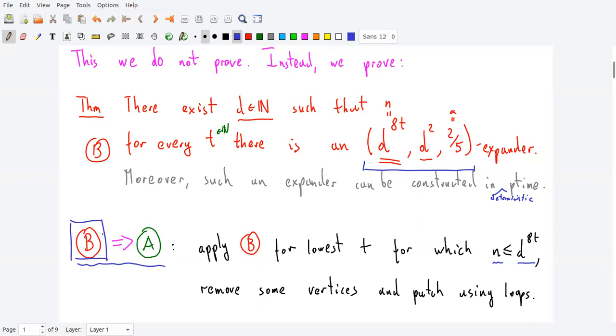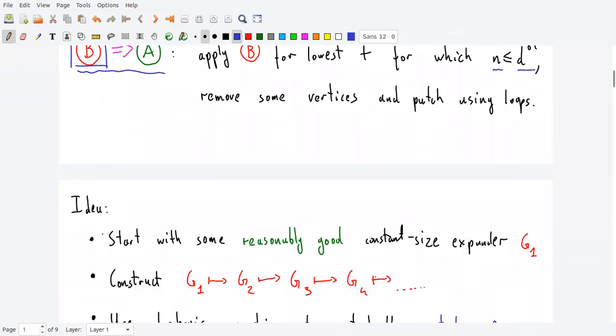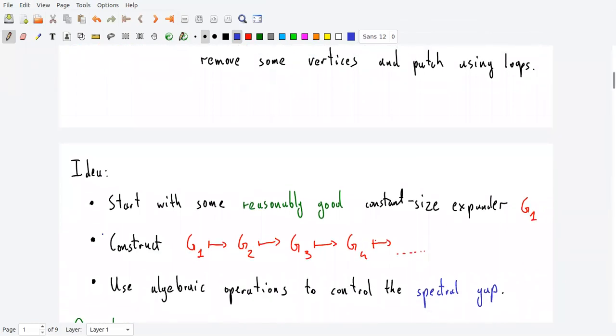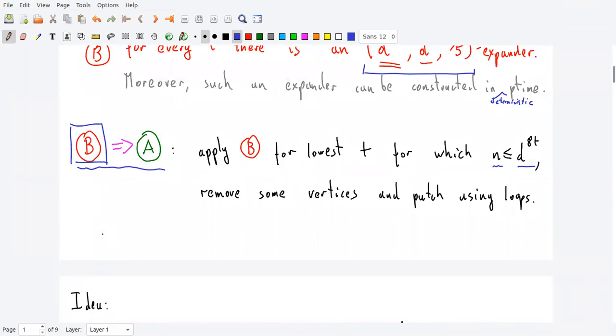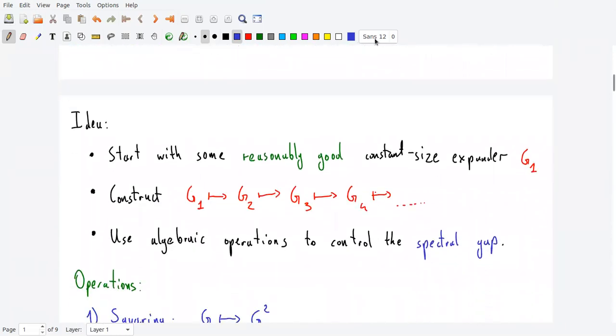So, deterministic constructions of larger and larger expanders. Good. Are there any questions at this point about what this theorem statement says and what we are going to do? Okay, if not, then I hope that this is clear, because so far nothing happened.